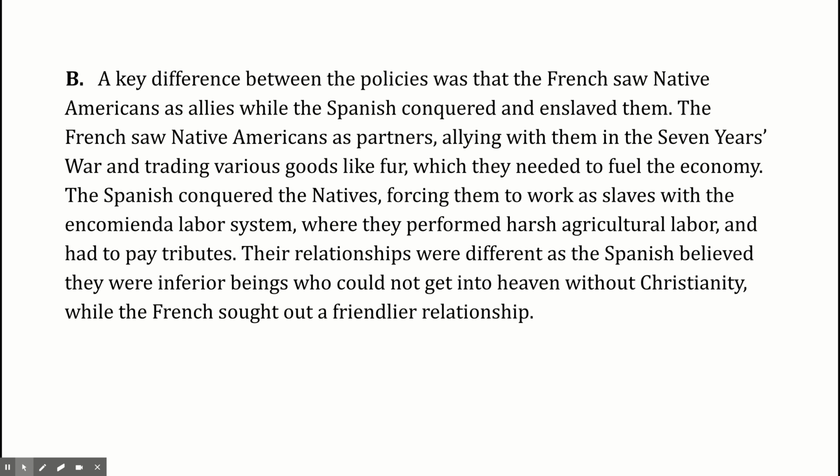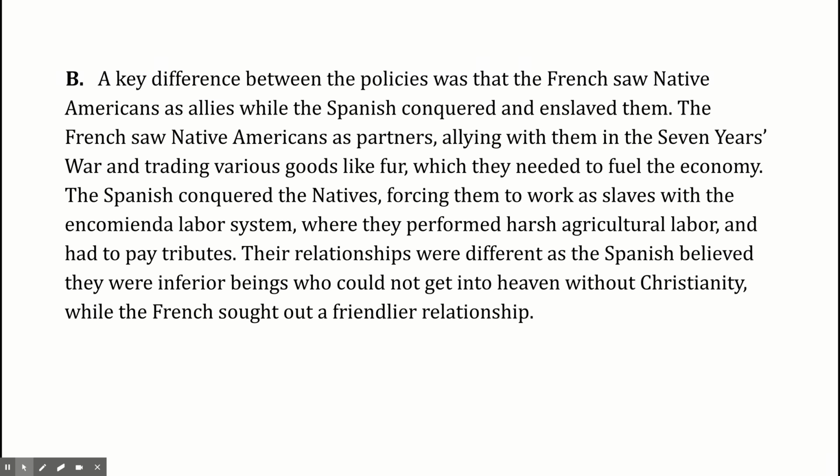A key difference between the policies was that the French saw Native Americans as allies, while the Spanish conquered and enslaved them. The French saw Native Americans as partners, allying with them in the 7 Years' War and trading goods like fur. That's perfect. You got fur, 7 Years' War to support the idea that they had friendly relations.